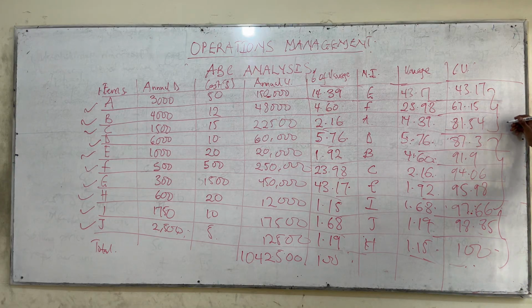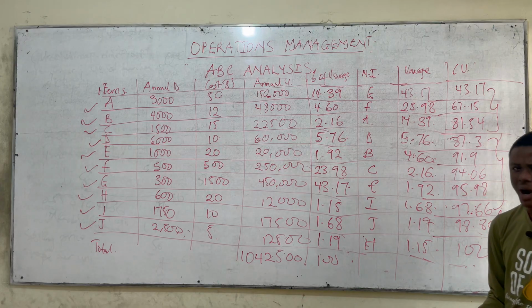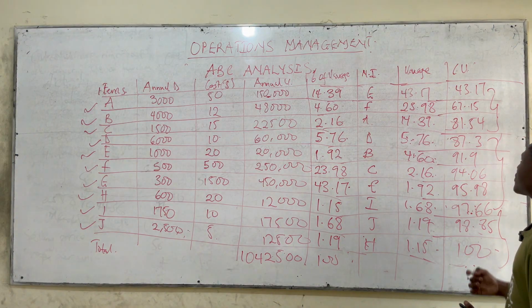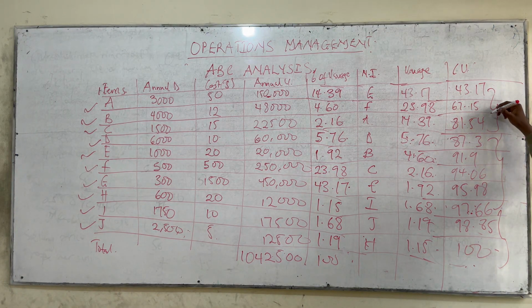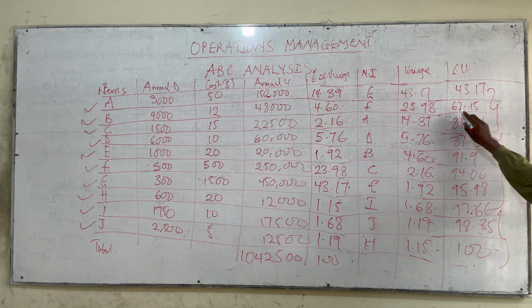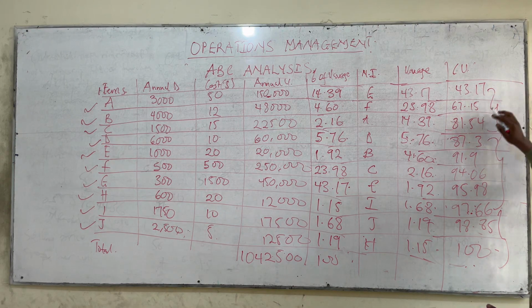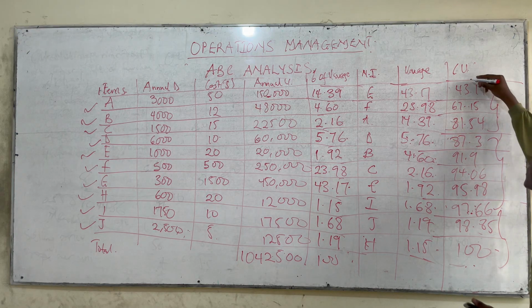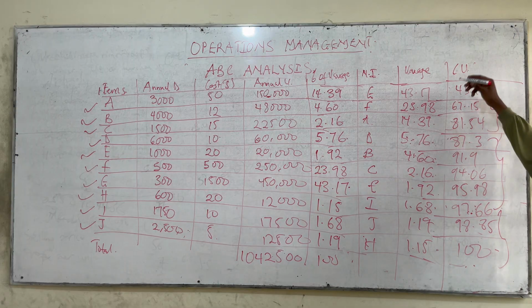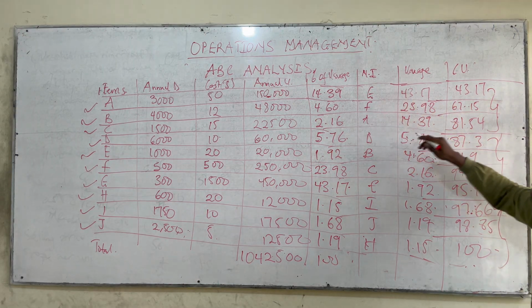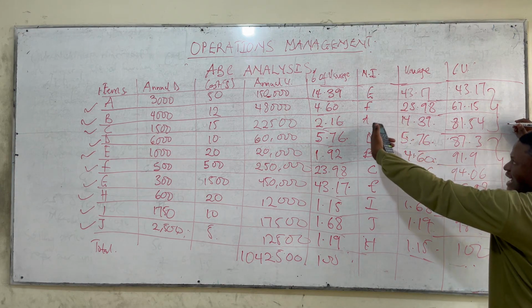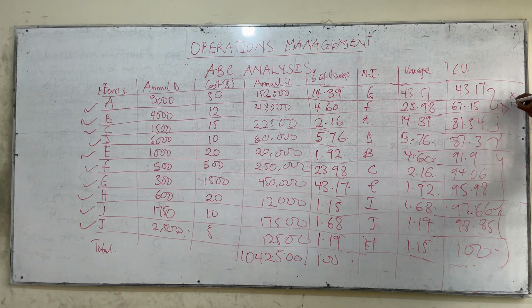But if you are grouping these items into A or B items, how do you go about it? We know that A items is from 70% to 80%. Looking at our cumulative usage in percentage, from 43.17 we had 67.15, and with that we are not up to items A yet. In addition to this, we have 81.54. So that means items A range from item J to A, which is 43.17 to 81.54. So it is J, F, A. These are the items that can be grouped under A items.